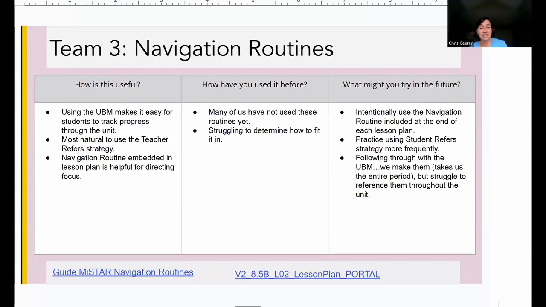All right, team 3, navigation routines. You guys got gutsy and did the one that people aren't as familiar with.